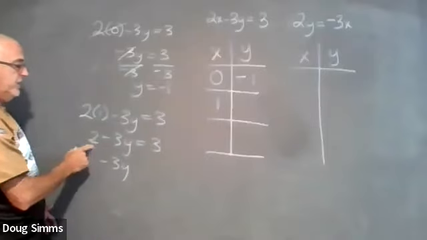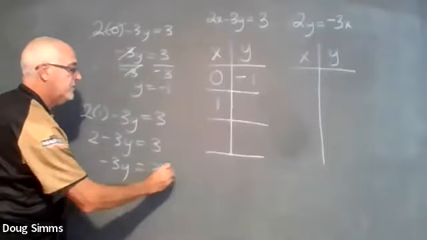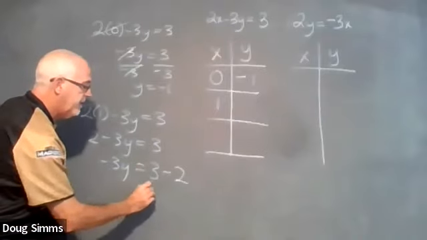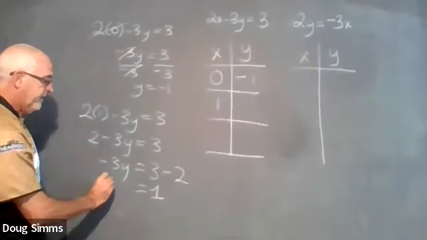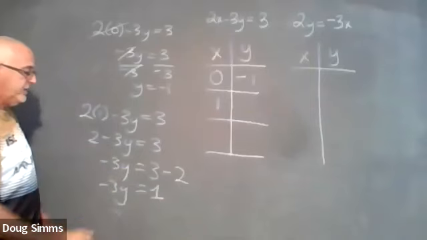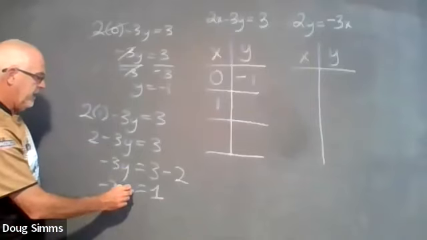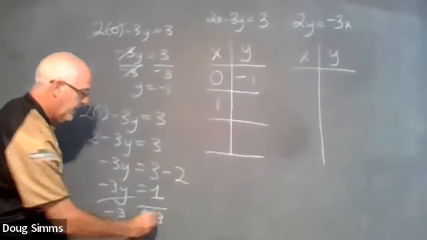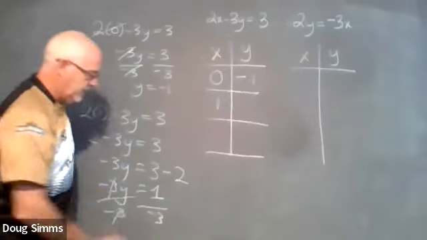If I move this 2 to the other side, it becomes negative 2, and I have 3 minus 2. 3 minus 2 is 1. I'm nearly there. I'll write it like that. I'm just copying down the left side right now. If I divide both sides by negative 3, then y is equal to negative 1/3.